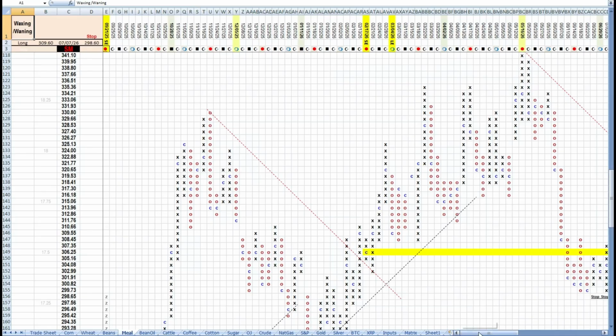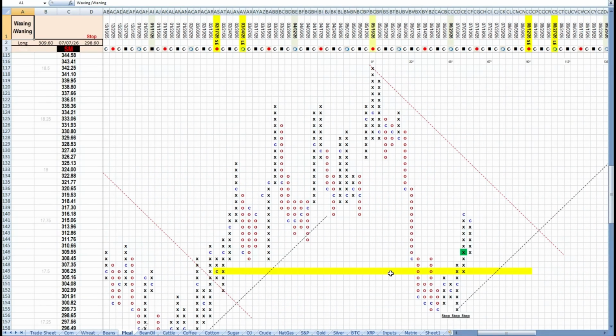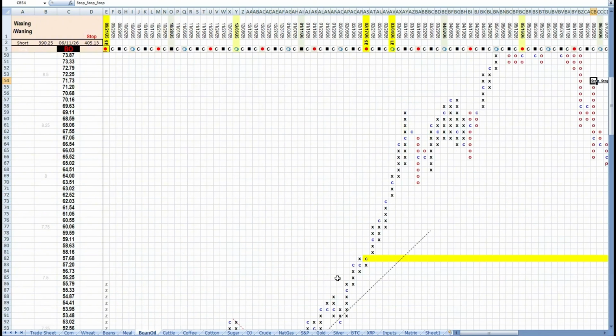Here's the meal. Again, the problem with the beans is the meal. It's a dog. We were above the solar eclipse, so we made a nice event low. And like I said in the last video, when we were down in here, I would buy the meal or meal calls instead of the beans, because if the meal doesn't go up, beans aren't going to go up. Now, oil's a different situation.